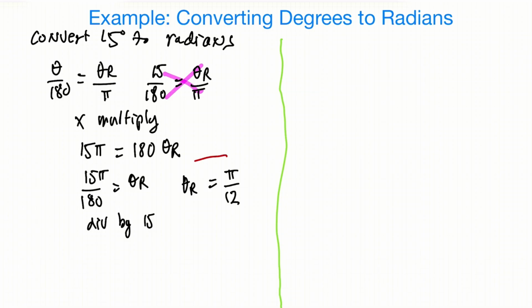Now we just saw in that previous example that 30 degrees was pi over 6. So this makes sense. 15 degrees would be pi over 12. It's just half of it.